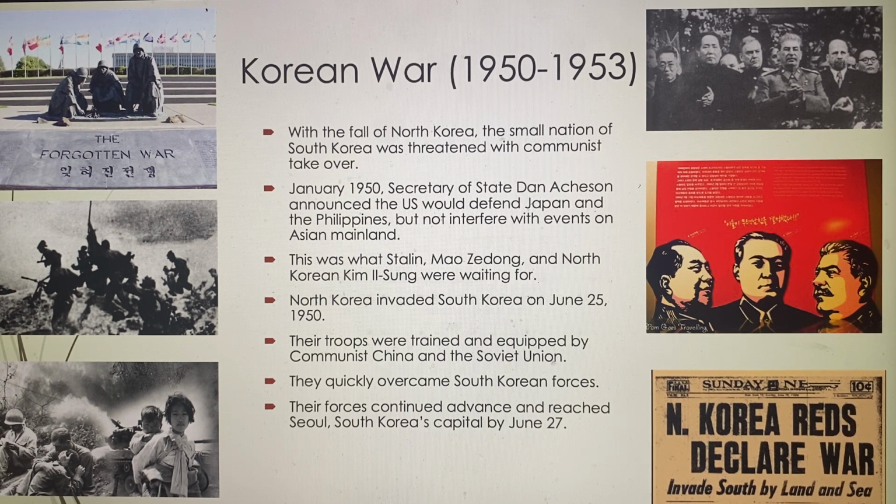And so North Korea invaded South Korea on June 25th, 1950. So in January 1950, by June, only a few months later, they decided to invade after our Secretary of State said that we're not going to interfere. Their troops were trained and equipped by communist China. North Korea had training, troops and weapons from Red China and from the Soviet Union. So they had a lot of support from the two biggest communist countries in the world.